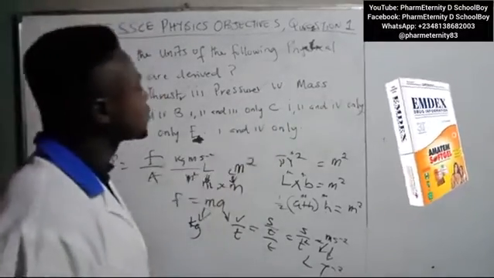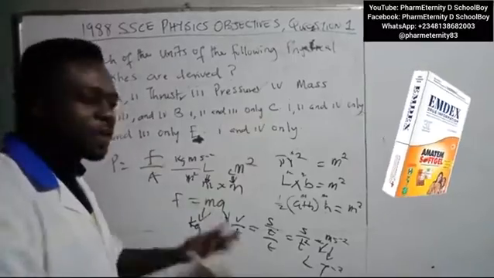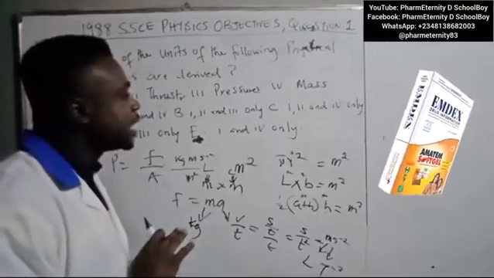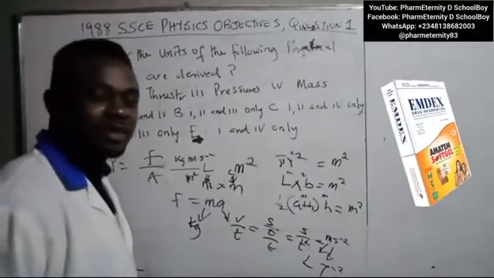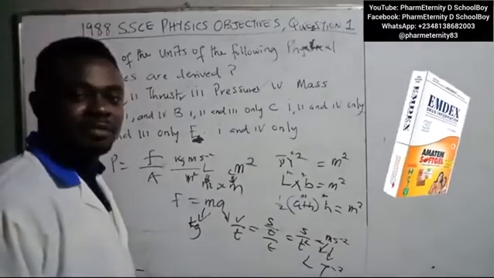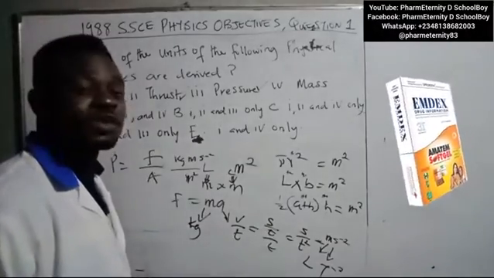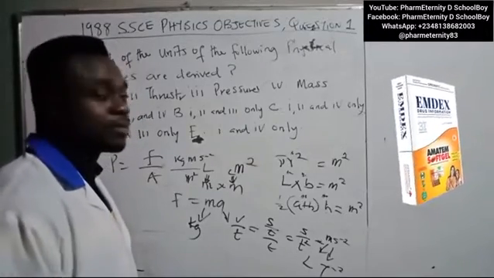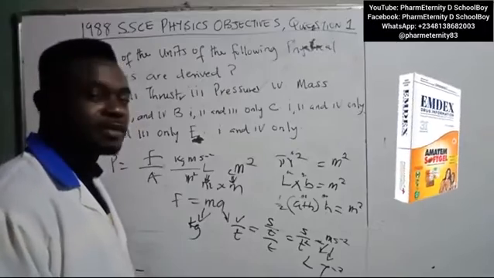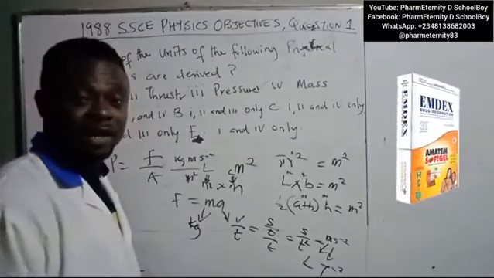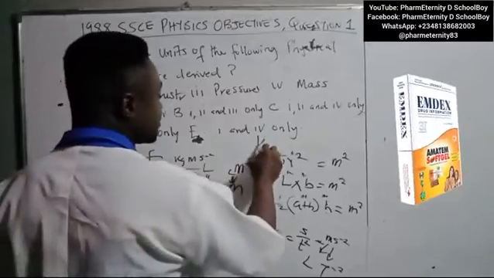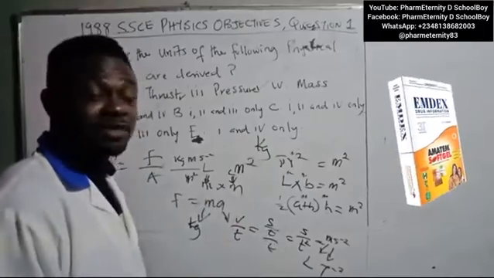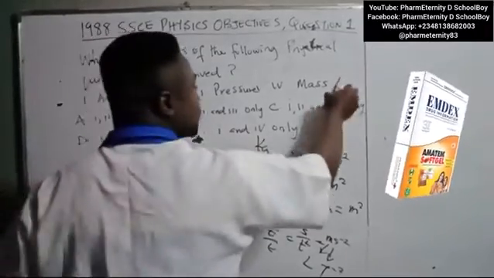Now mass. Mass is a fundamental quantity. It's not derived from any other quantity. And what is mass? Mass is the quantity of matter in a substance. And mass is the same thing everywhere. The SI unit of mass is kilogram. This kilogram is not derived from any other quantity. So mass is a fundamental quantity. It's not a derived quantity.